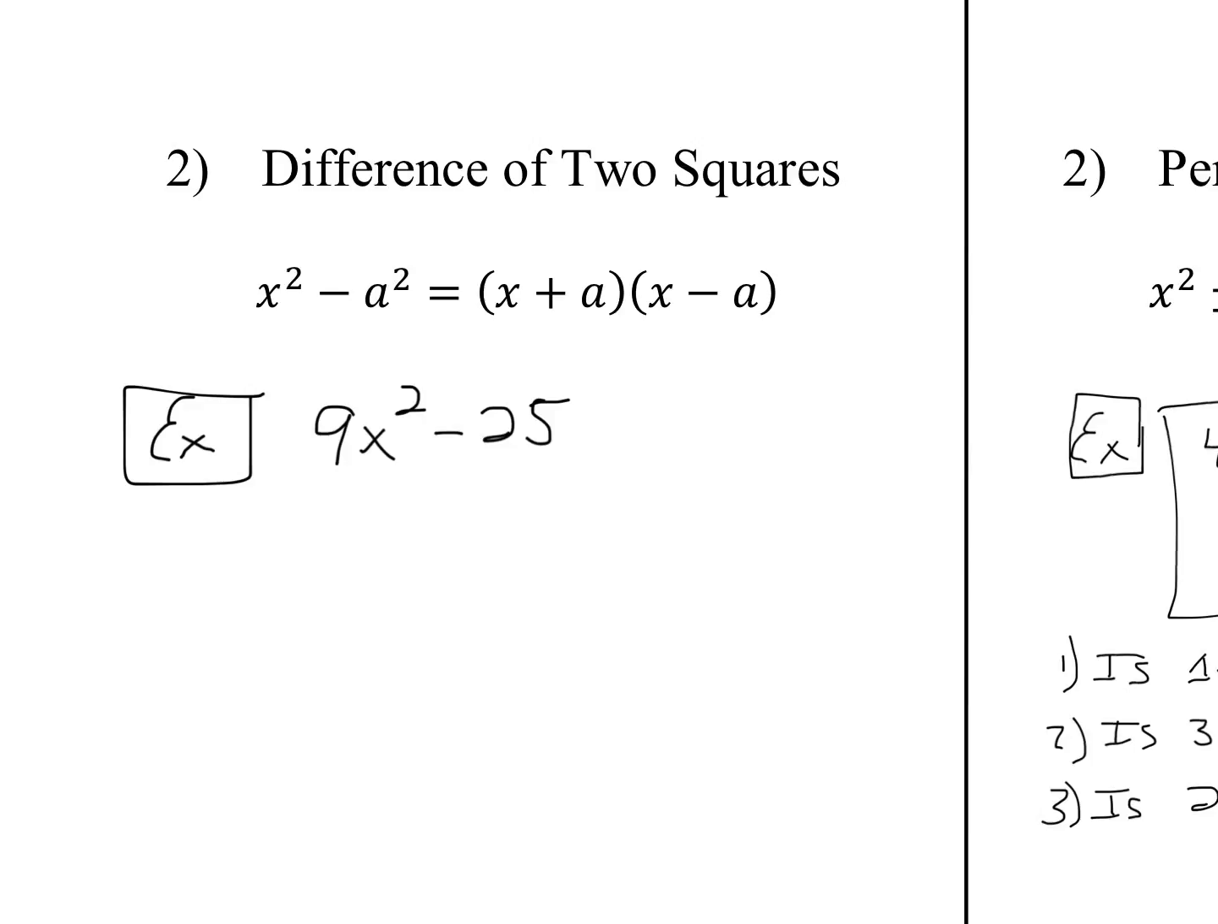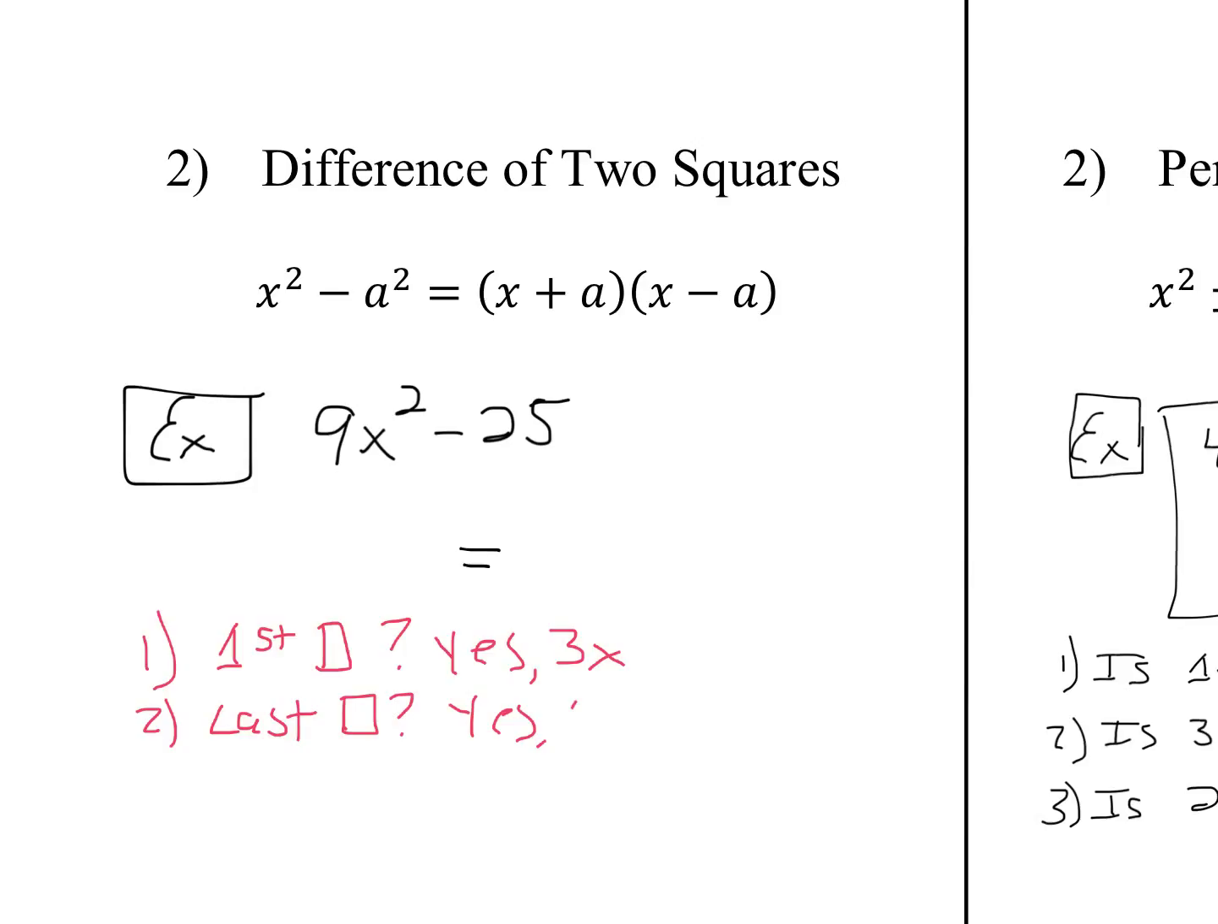To determine if it's a difference of 2 squares, there's 3 questions that you ask yourself, very similar to a perfect square trinomial. Question 1, is the first term a perfect square? If the answer is yes, then write down what its square root is. In this case, its square root is 3x. Question 2, is the last term, or second term in this case, a perfect square? The answer is also yes, write down its square root.